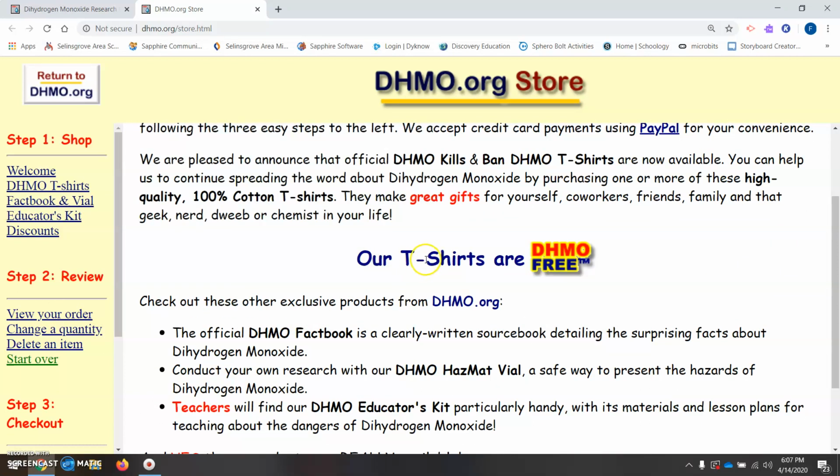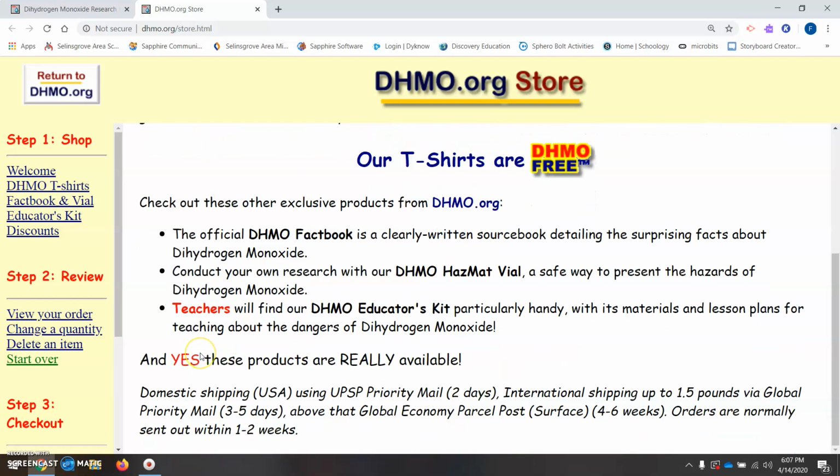You can actually order t-shirts that are DHMO free. They're even advertising these to teachers, telling you how you can get your hazmat vial, which is a safe way to present the hazards of dihydrogen monoxide. You can see how fast you're going to get your materials, your steps on how to shop the store. One thing about this site, everything does work, everything's spelled correctly, so that's a good sign. That's a positive sign. Let's go back to the main page again.